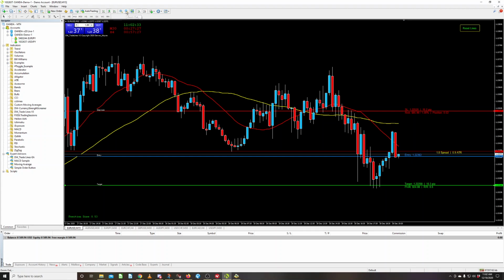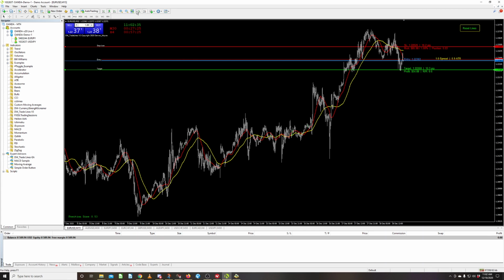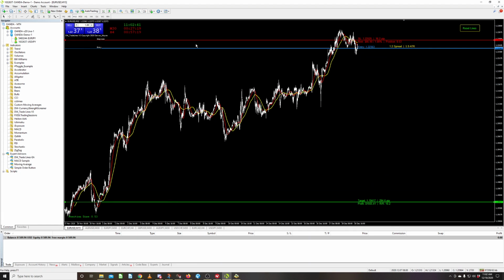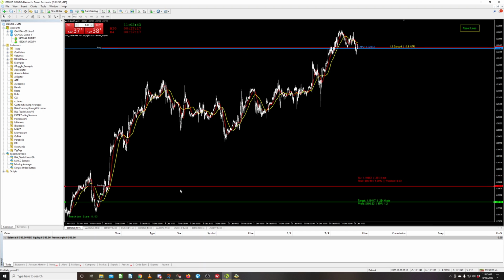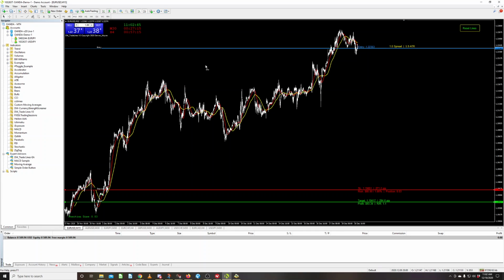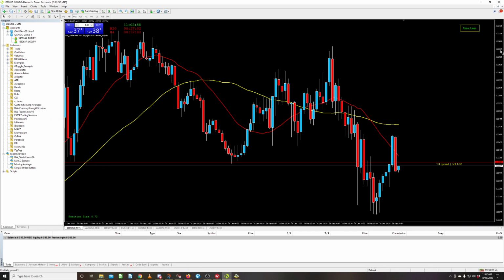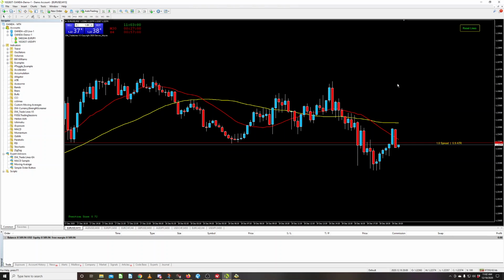So let's just suppose you were trading the euro dollar back at the end of November for whatever reason. You went away from the euro dollar. You didn't trade it for a while. Now we zoom back in. You were trading the euro dollar back in November, but now it's December and there's no lines.